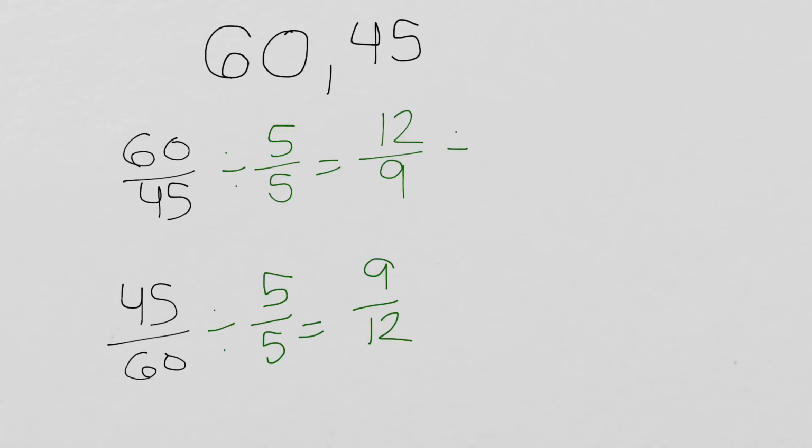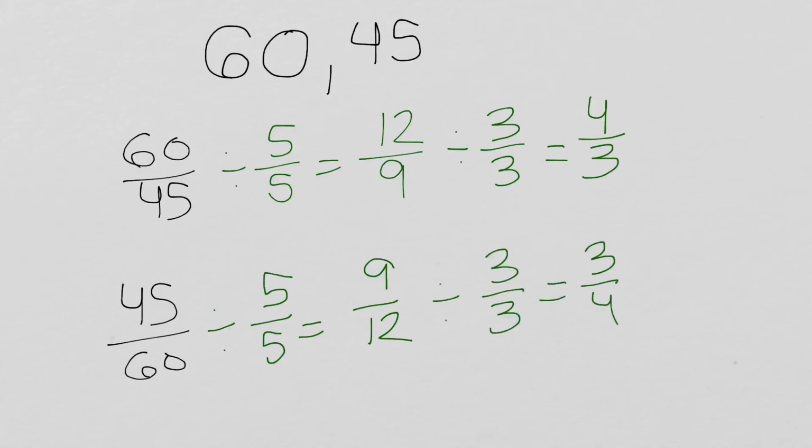Now we're going to divide by 3. 12 divided by 3 is 4. 9 divided by 3 is 3. 3 and 4 share no common factors other than 1, so we are done with simplifying our ratios.